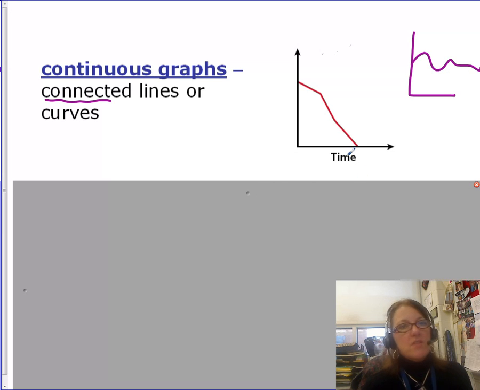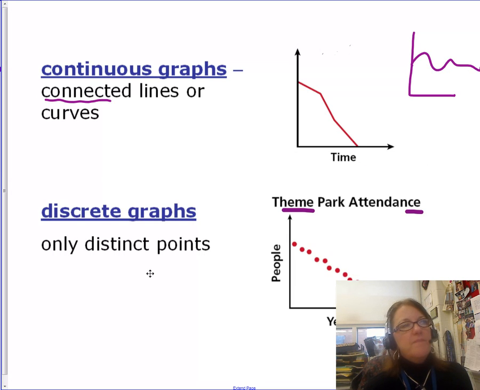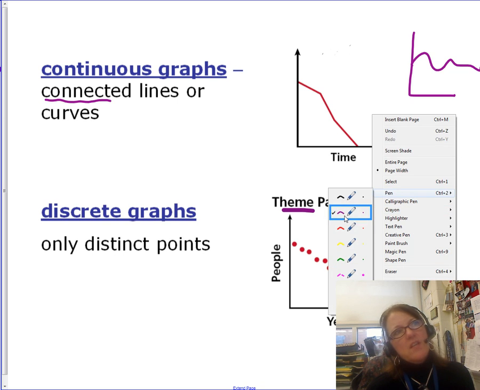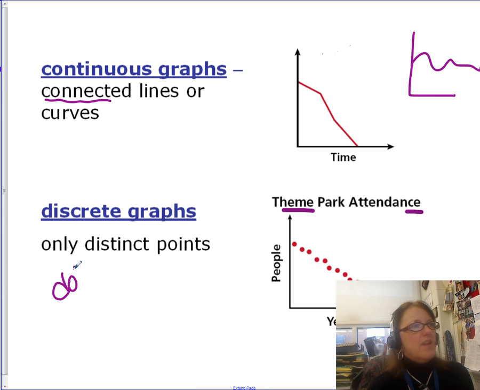However, there's a little different situation, and this one is called discrete. Discrete only has distinct points on there, and so I like to think of it this way. With distinct, you have dots. Continuous is connected.